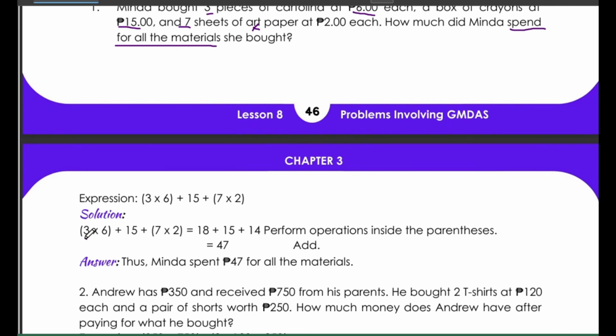So we know that 3 times 6 is 18. Copy the ones outside the parentheses, plus 15 plus, and then 7 times 2 is 14. So add them all now that they're outside the parentheses because we already solved them. 18 plus 15 is, I think that is 33, and 33 plus 14 is 47. When you have a word problem, answer in a complete sentence.